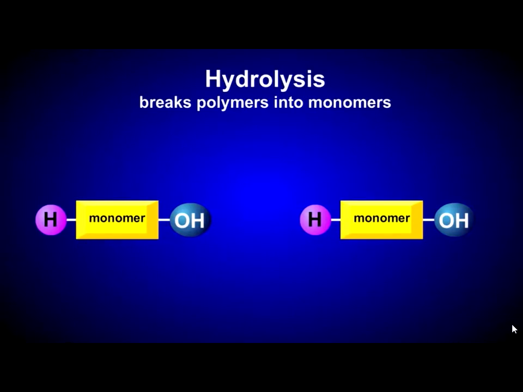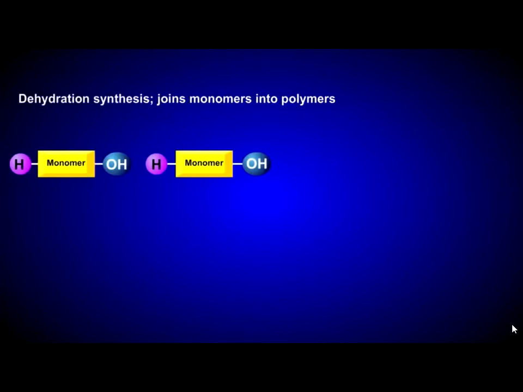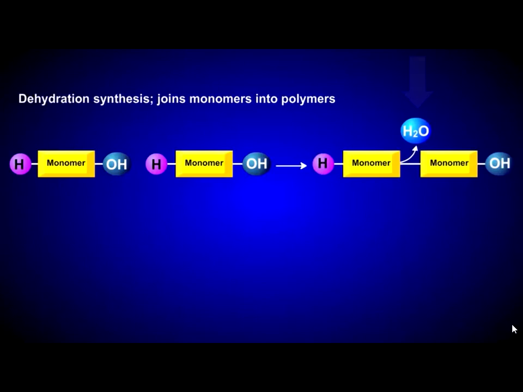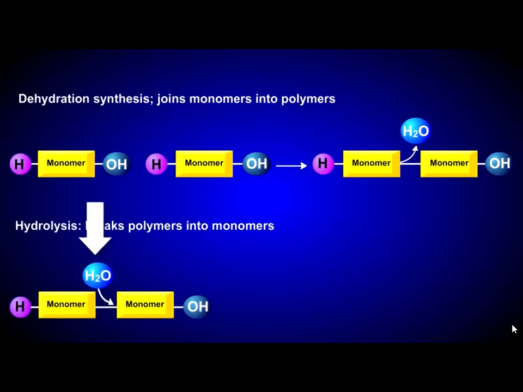Let's do a quick recap. During dehydration synthesis, the monomers join to form polymers, and water is released. The opposite happens during hydrolysis, where water is added to the reaction to break a polymer into monomers.